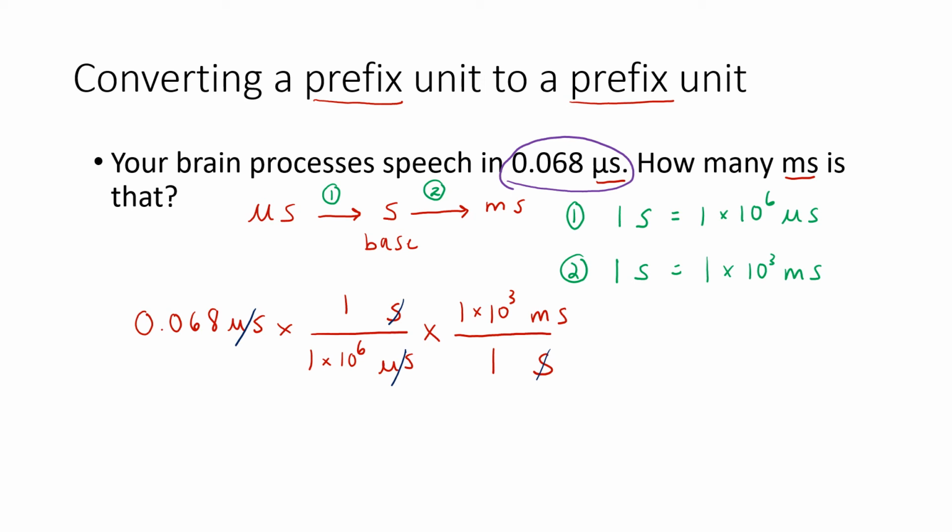So in order to put this into your calculator correctly, what you need to do is type 0.068 times 1 times 10 to the third, and then divide by 1 times 10 to the 6th after. So you multiply everything on the top of all the fractions, and then you divide by everything on the bottom. The answer you should get is 6.8 times 10 to the negative fifth milliseconds.